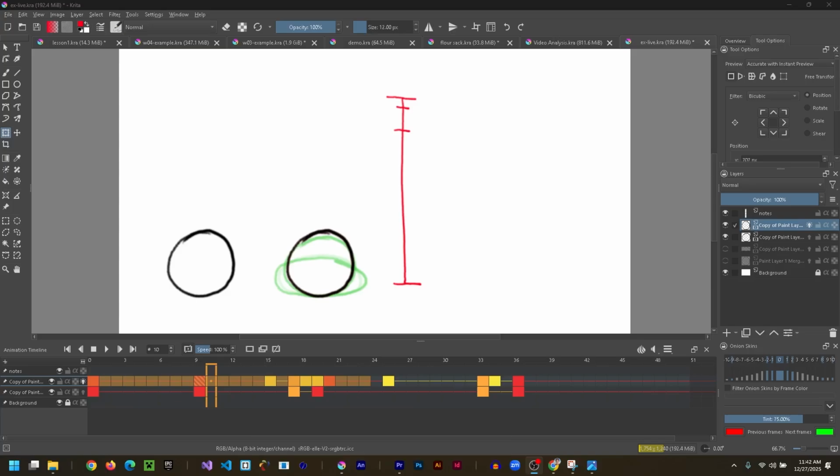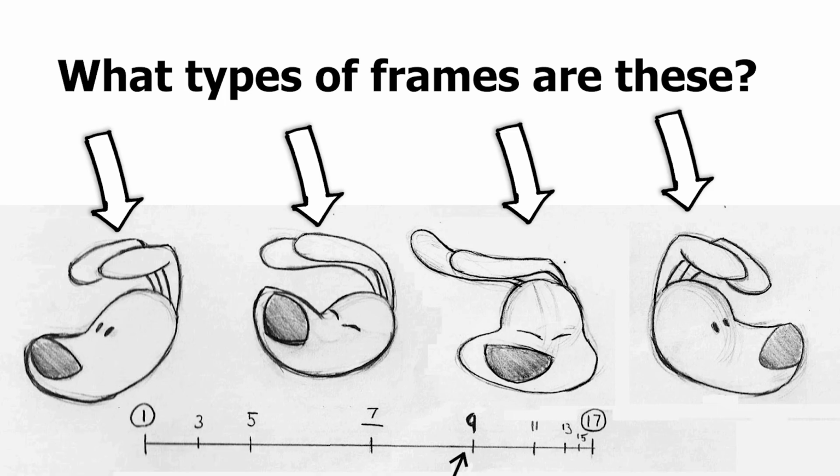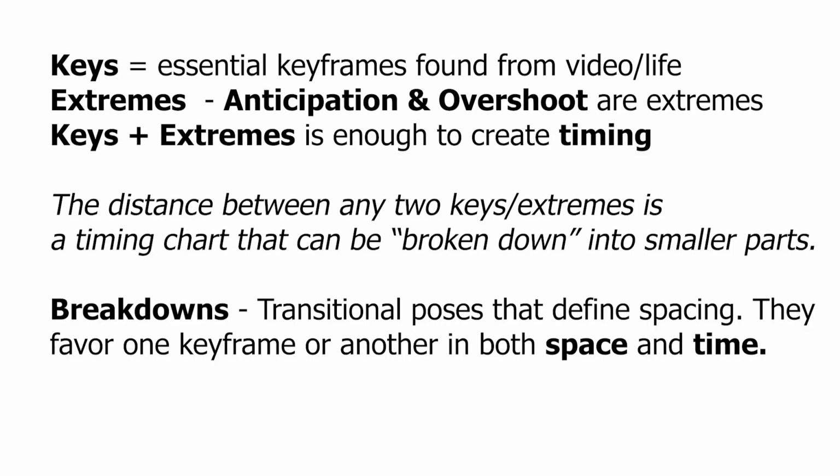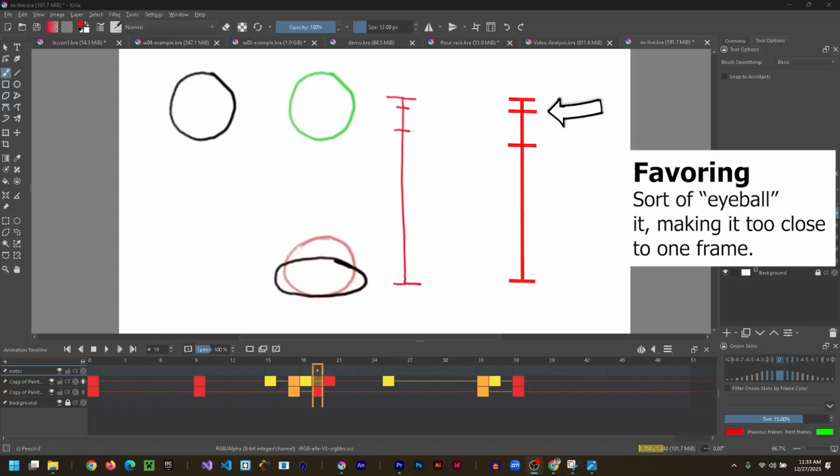Based on what we've learned this week, I think you should be able to figure out the rest of the jumping ball as well as a whole bunch of other exercises in this week's lessons. Get confident with these skills, understand the basics of keys, extremes, and breakdowns. Use keys to lock in timing, along with extremes like anticipation and overshoot, and let breakdowns define spacing. The distance between any two keyframes is a motion that can be broken down into smaller parts using a timing chart. Experiment with these concepts and play as much as possible, and have a great week animating.